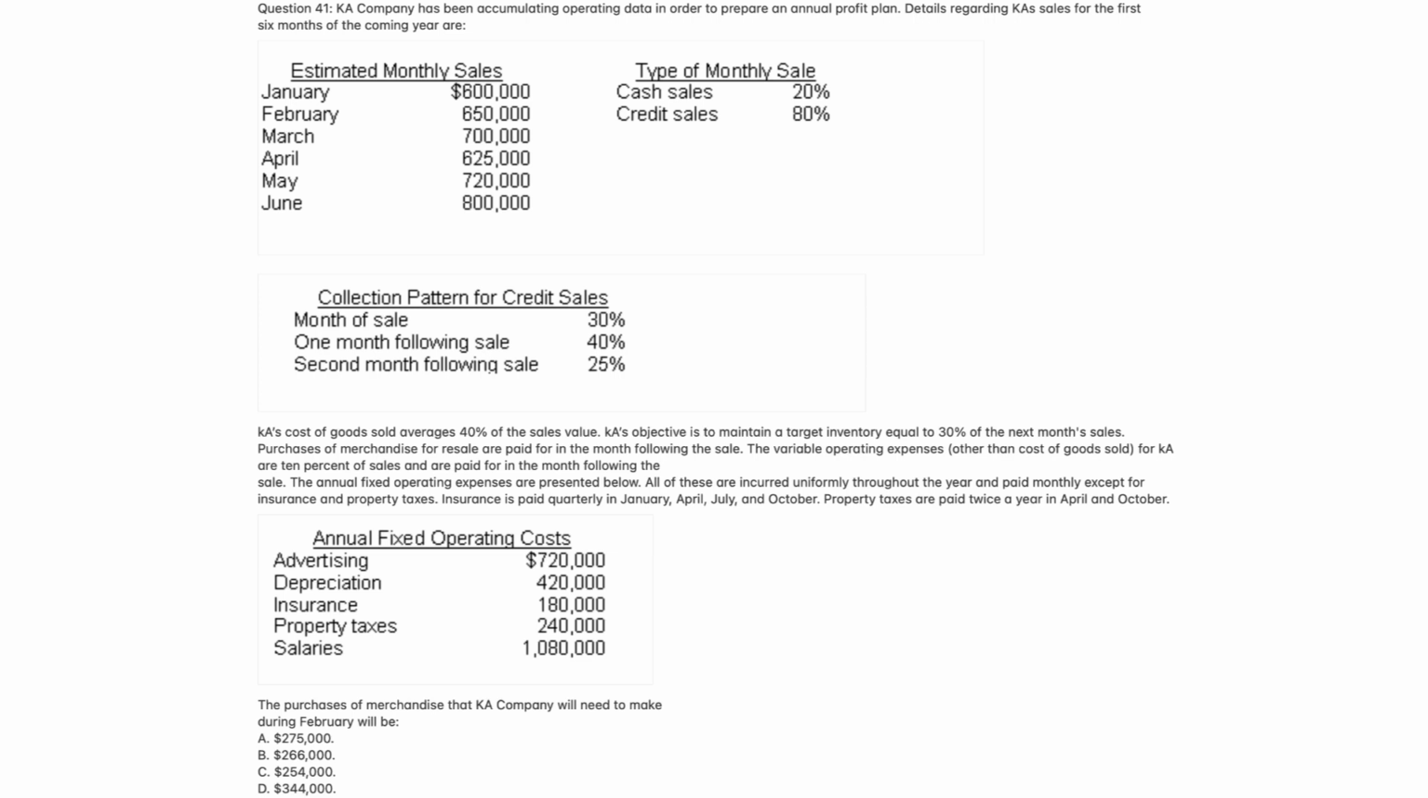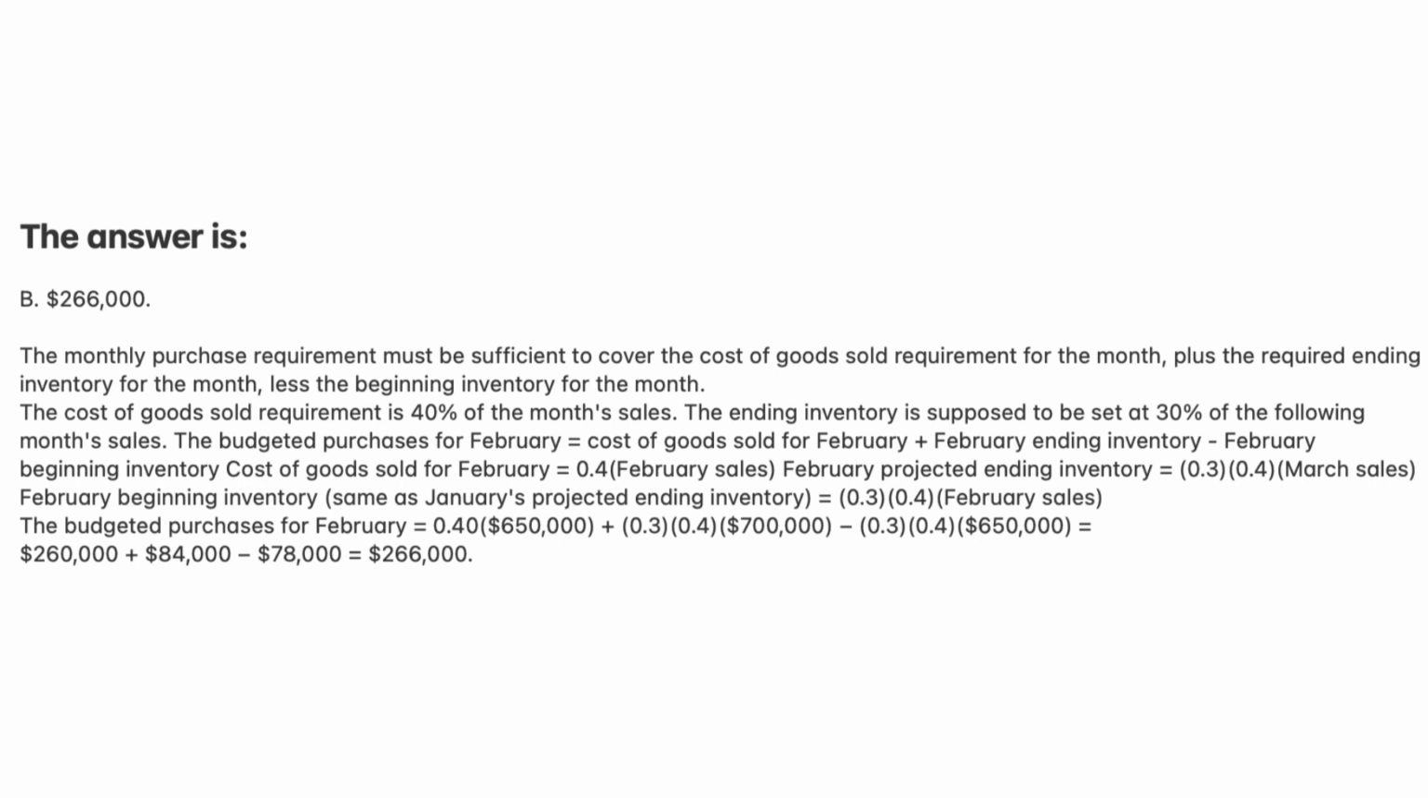The annual fixed operating expenses are presented below. All of these are incurred uniformly throughout the year and paid monthly except for insurance and property taxes. Insurance is paid quarterly in January, April, July, and October. Property taxes are paid twice a year in April and October. The purchases of merchandise that KA Company will need to make during February will be: A. $275,000, B. $266,000, C. $254,000, D. $344,000. The answer is B.